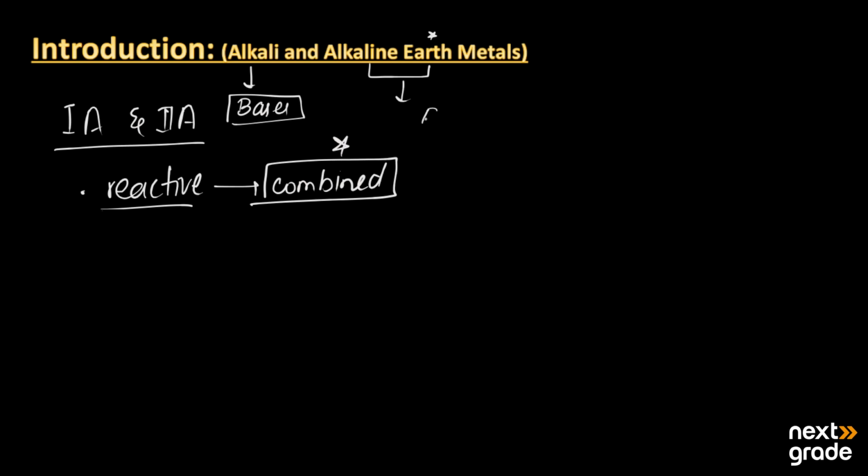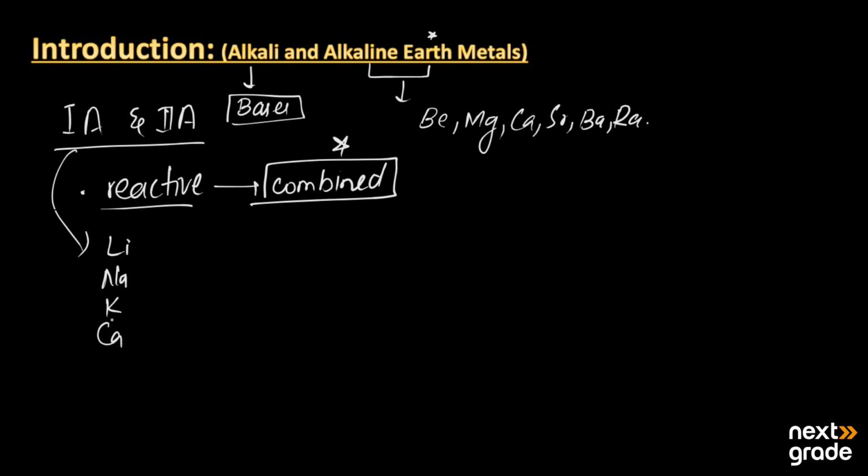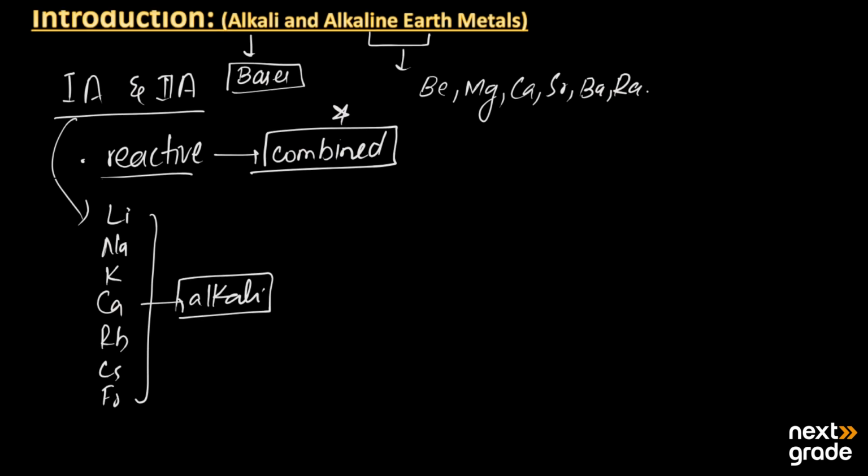The alkaline earth metals include beryllium, magnesium, calcium, strontium, barium, and radium. On the other hand, the group 1A elements or alkali metals include lithium, sodium, potassium, rubidium, cesium, and francium. All these are known as the alkali metals. So, in what form can they exist? Let's have a look at this.